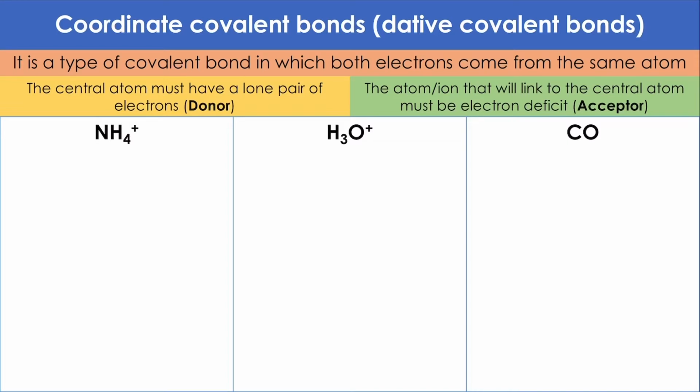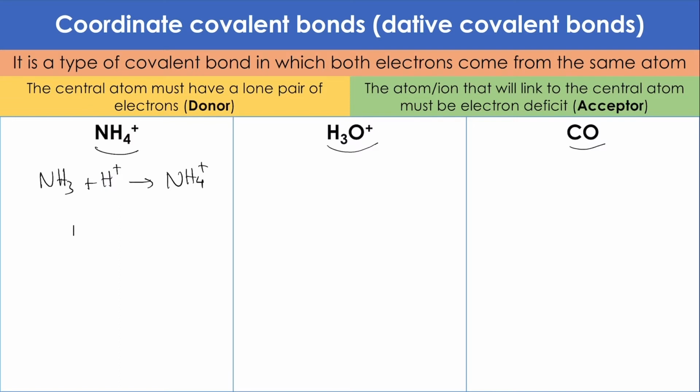We have three important examples here, which are ammonium ion, hydronium ion, and carbon monoxide. So as you can see here, the species that has a dative covalent bond could be an ion or a neutral molecule. Okay, let's see how the ammonium ion will be formed. Ammonium ion, first of all, is normal ammonia plus hydrogen ion. It would make NH4+.